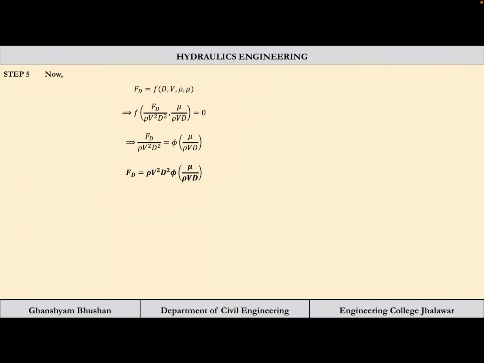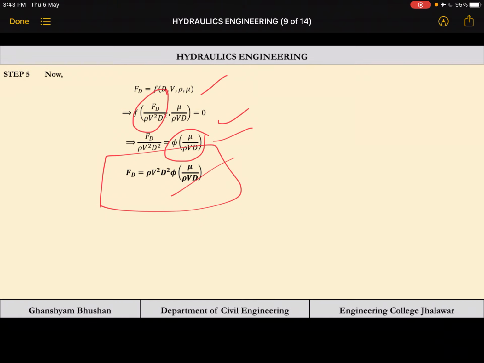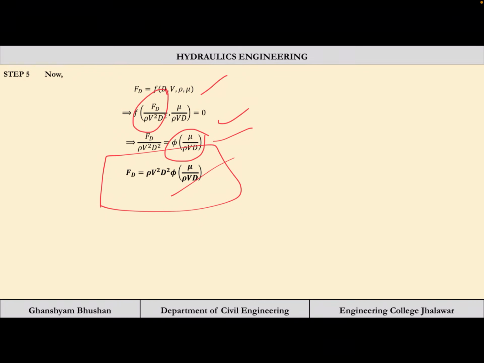Finally we have to express fd in terms of this. This we already know, so we put the values like this. Now we take fd by rho v square d square outside, so this becomes a second function, phi. So fd is nothing but rho v square d square, phi times the Reynolds number. The same value we were getting, but this time, first, we knew exactly how many pi groups were going to form, and secondly, the equations were not that tough to calculate.